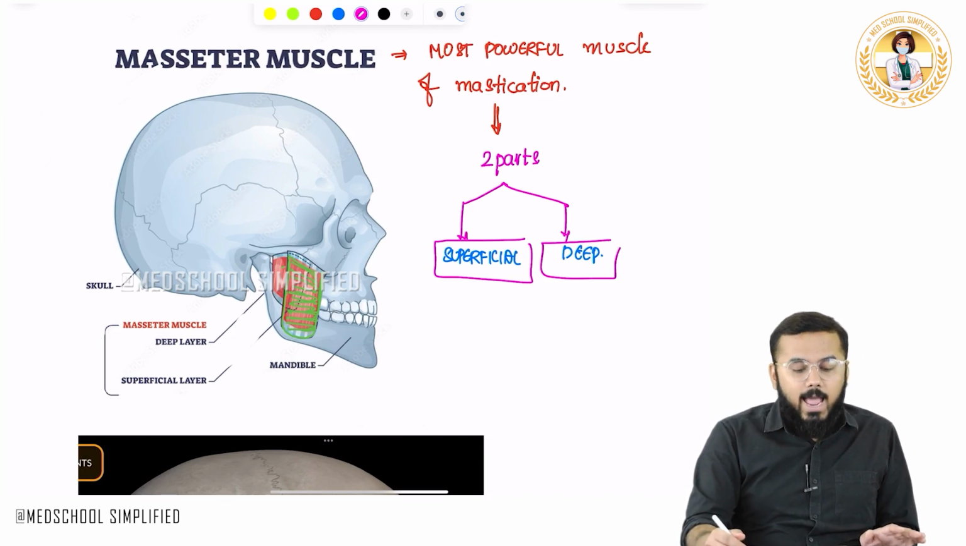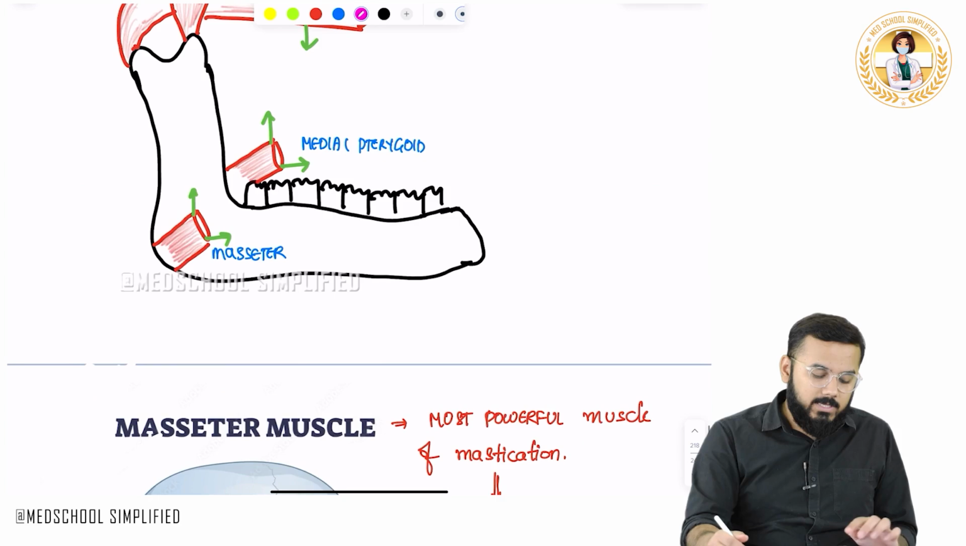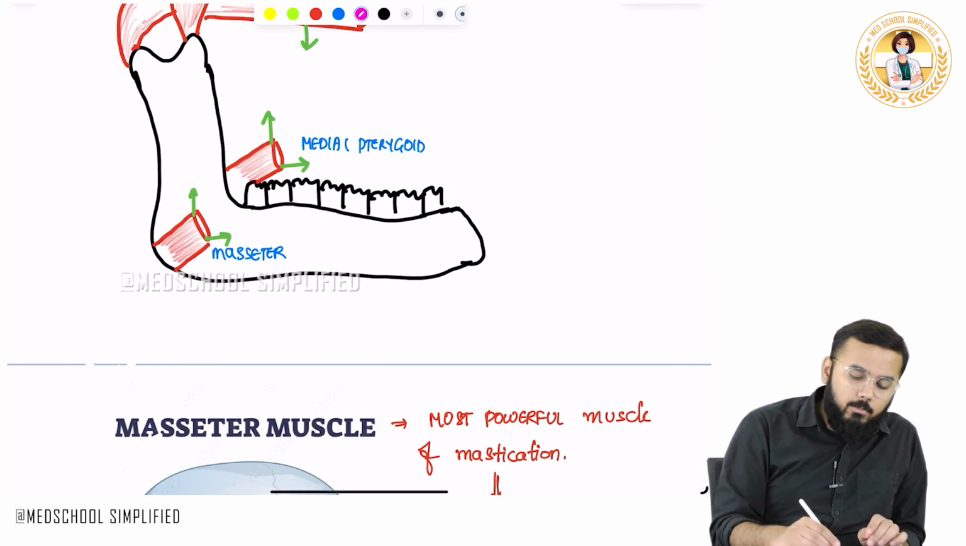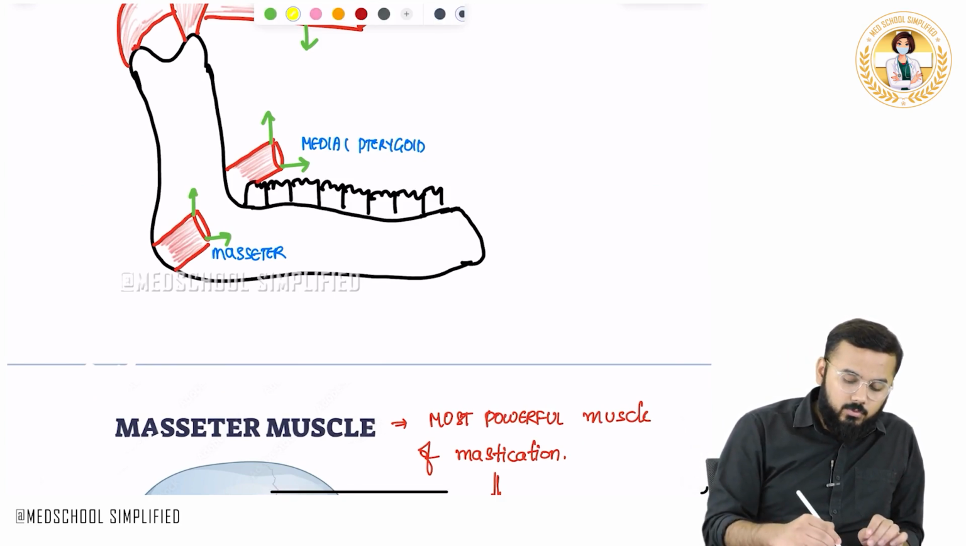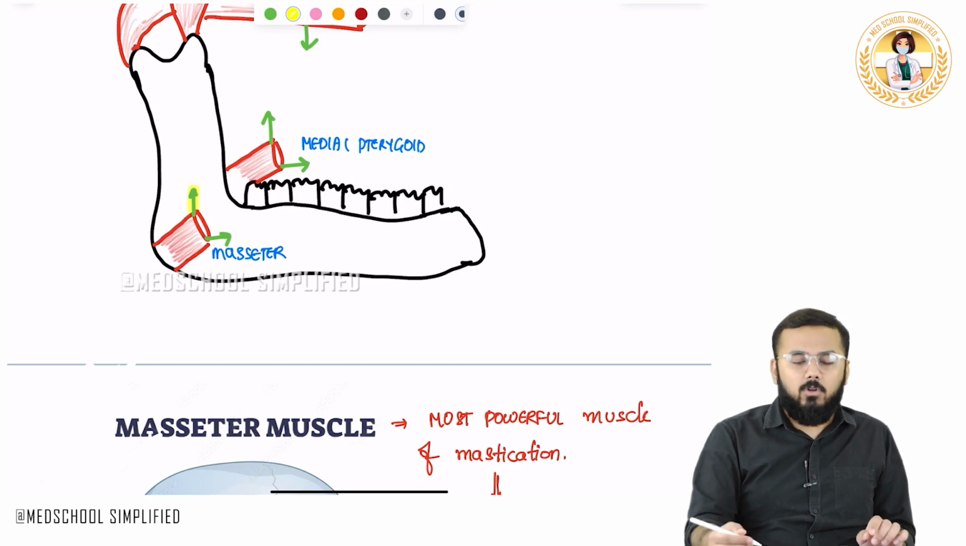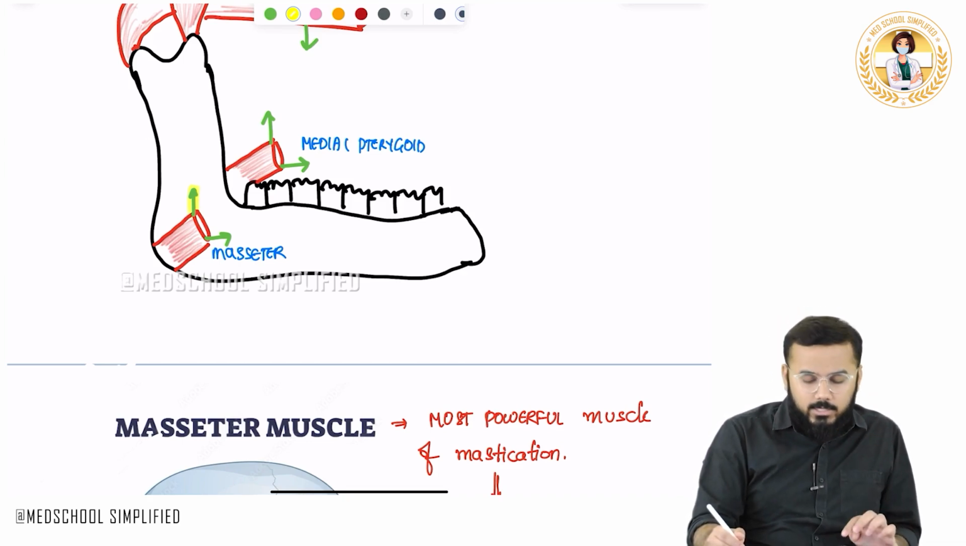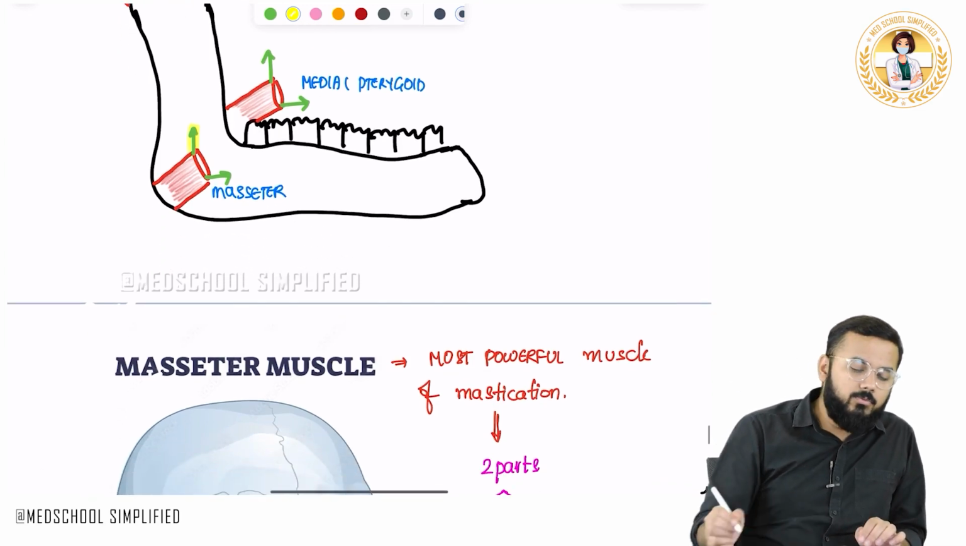Now if you look at the actions of this masseter muscle, the main important action which it does is this one. What is this action here? This is called elevation of mandible, right? If this masseter muscle contracts, the mandible elevates. So if this is the mandible like this, you see, closing the mouth. Masseter is responsible for what? Closing the mouth. Why? It is responsible for elevation.